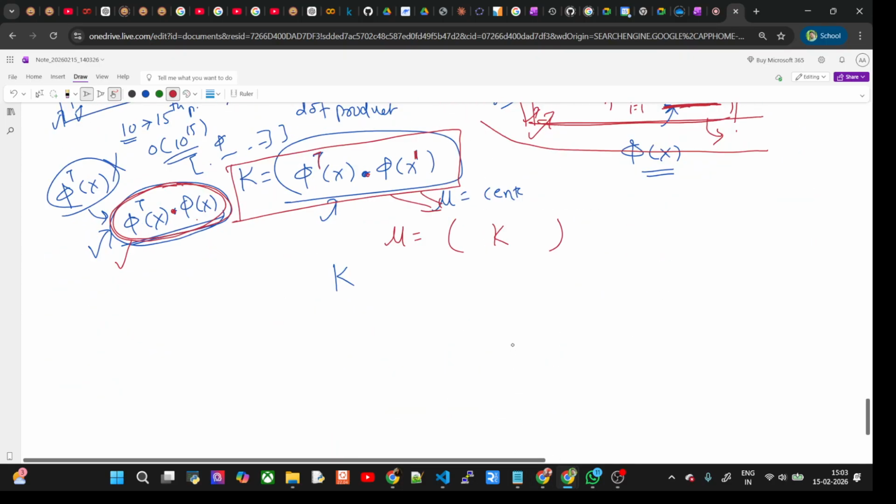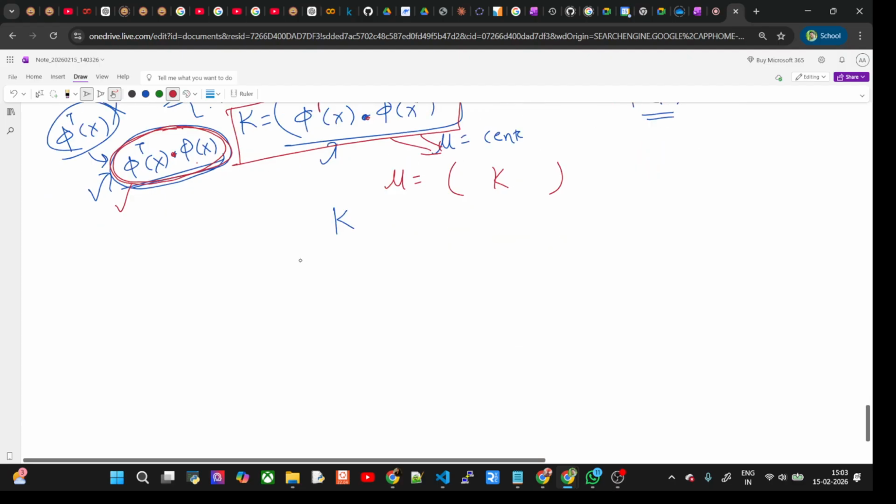Okay, so these operations I am just now giving you. K of i comma j, with c for center. I am just now creating this matrix here. So what is this? This is your kernel. Your kernel is phi transpose x into phi of x prime. This is your dot product kernel.